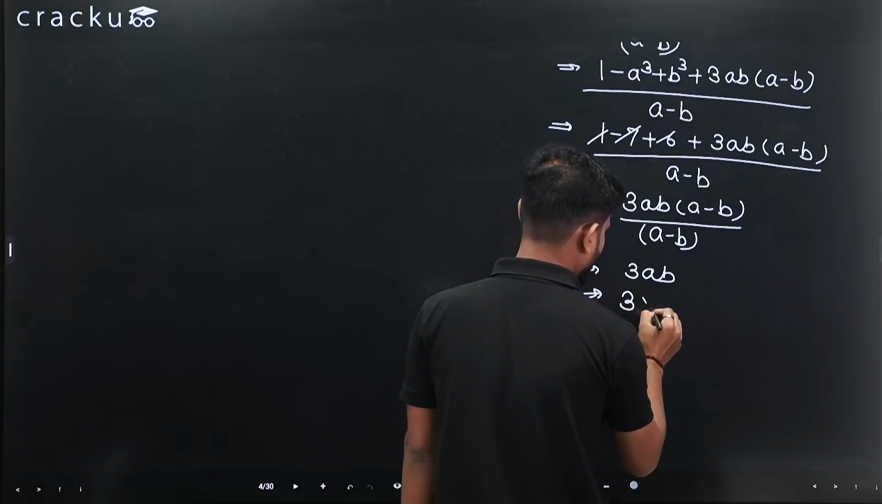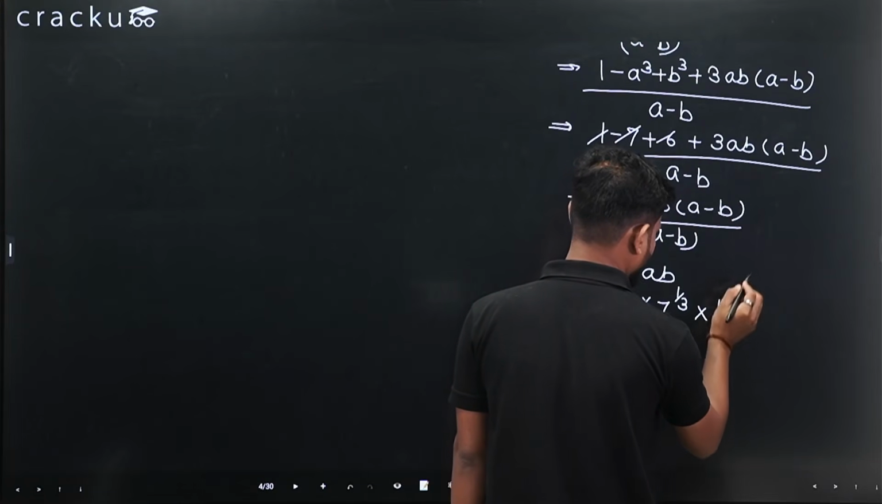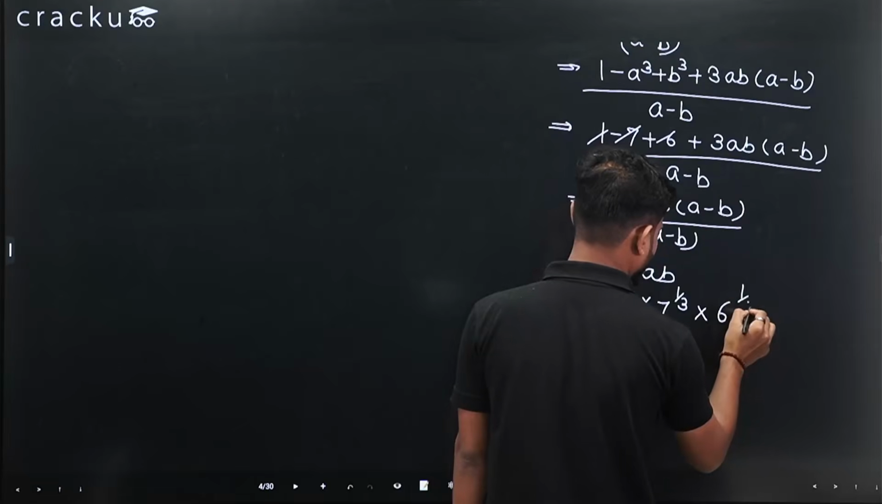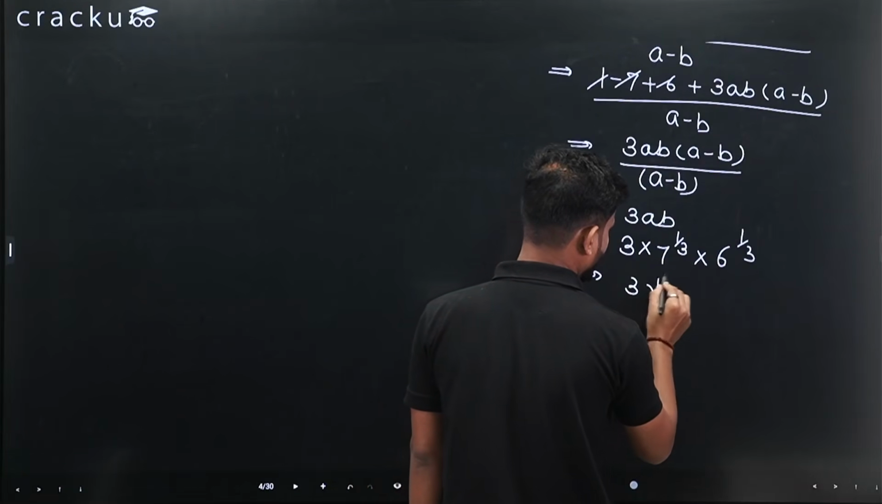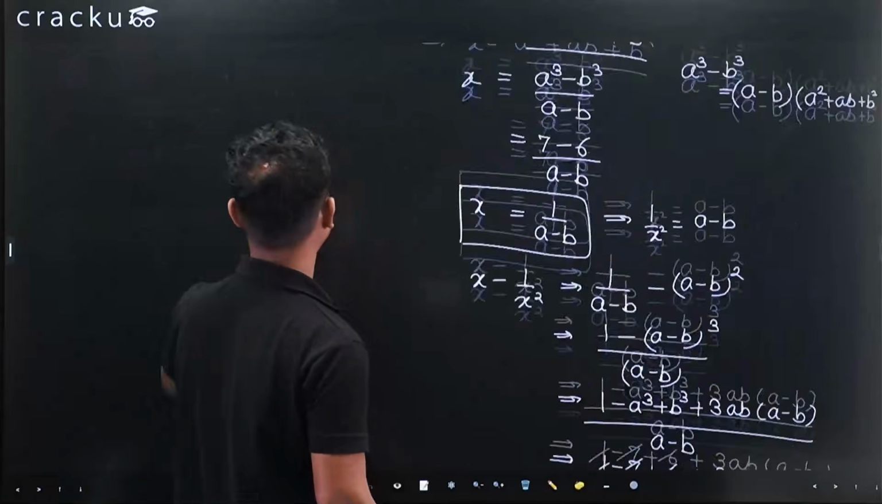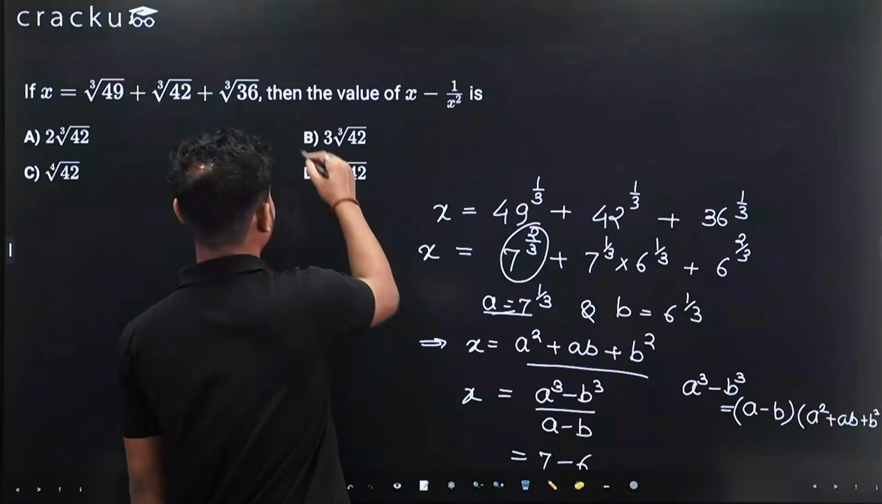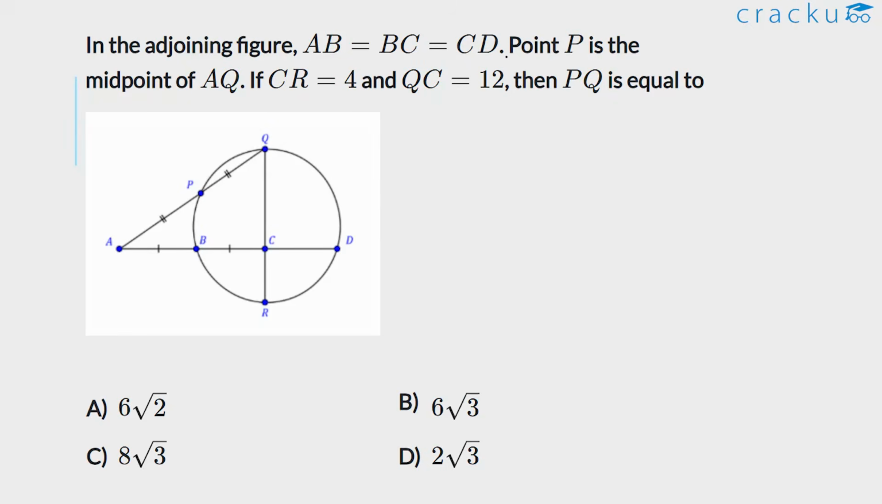A is what? A is 7 raised to 1 by 3. B is what? 6 raised to 1 by 3. From here we get 3 times the cube root of 42, which is the answer that is required, and it is given in option number B. So option B is the correct choice here.